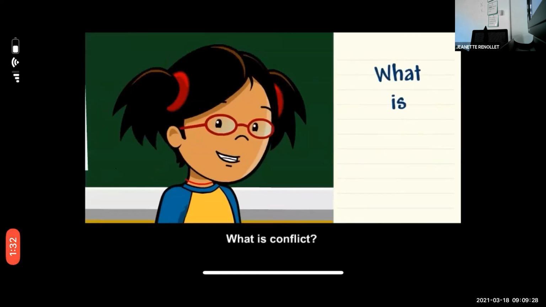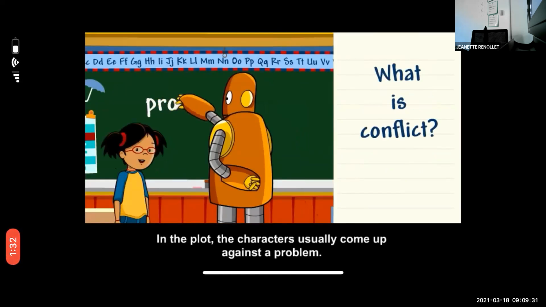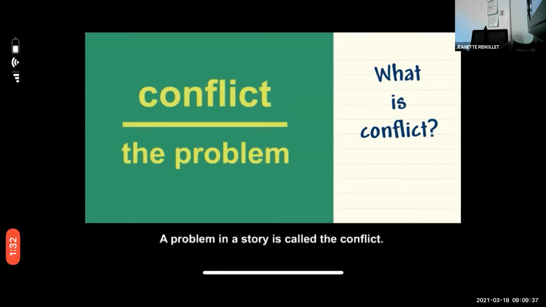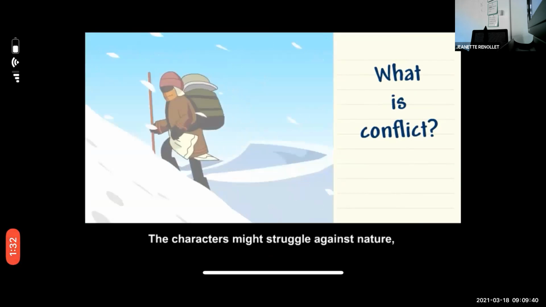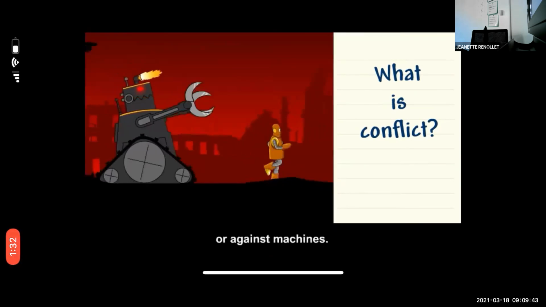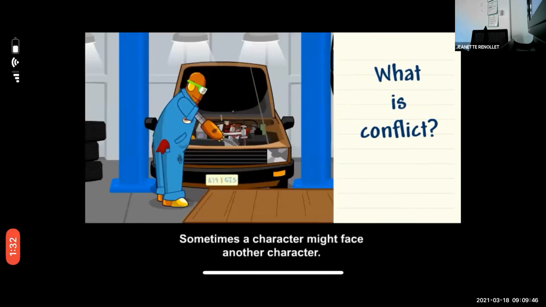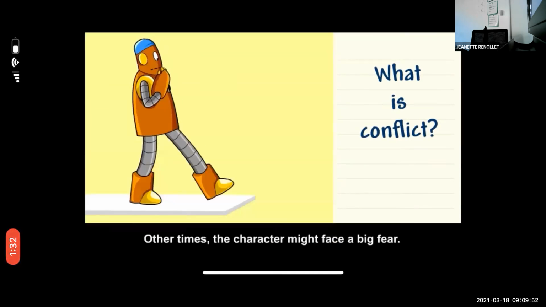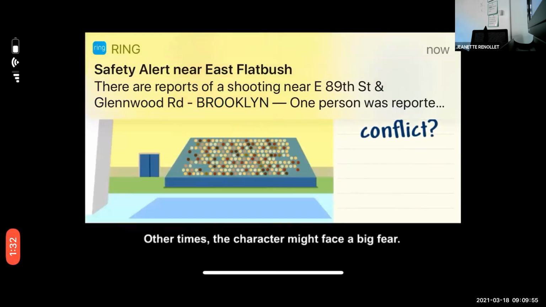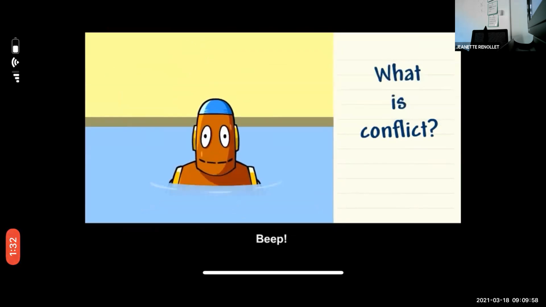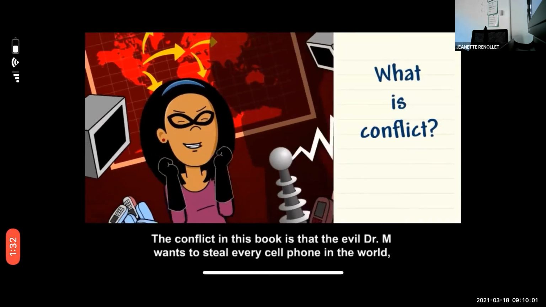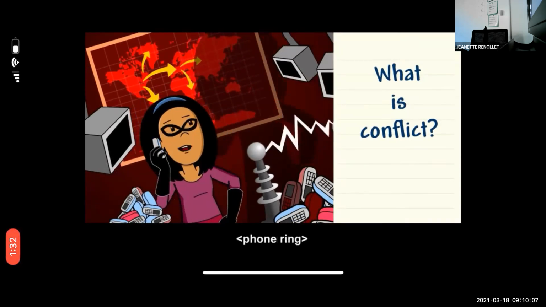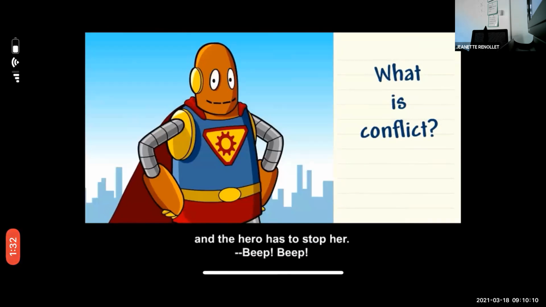A lot of things happen in this story. What is conflict? In the plot, the characters usually come up against a problem. A problem in a story is called the conflict. The characters might struggle against nature or against machines. Sometimes a character might face another character. Other times, the character might face a big fear. The conflict in this book is that the evil Dr. M wants to steal every cell phone in the world. And the hero has to stop her.